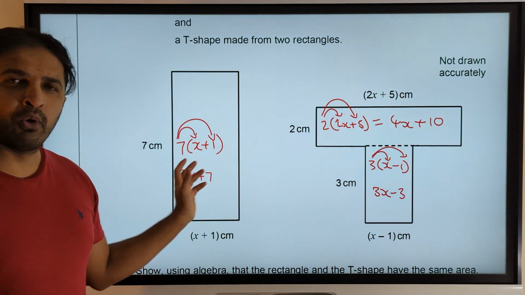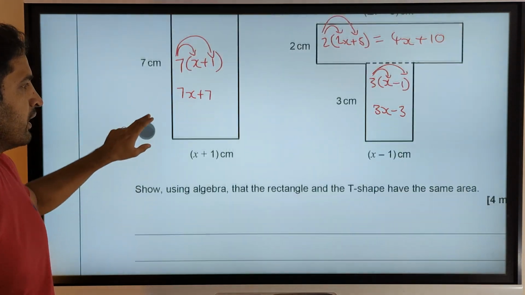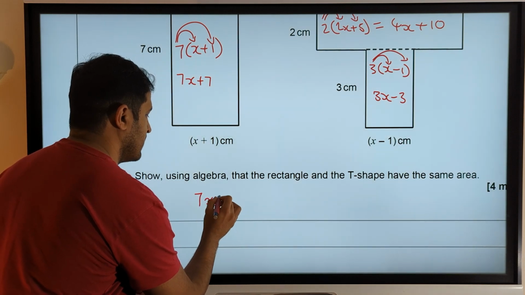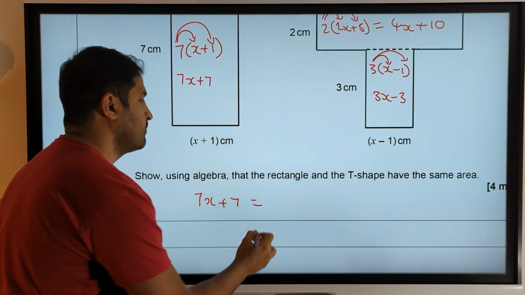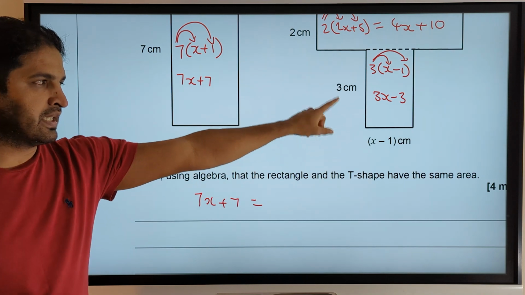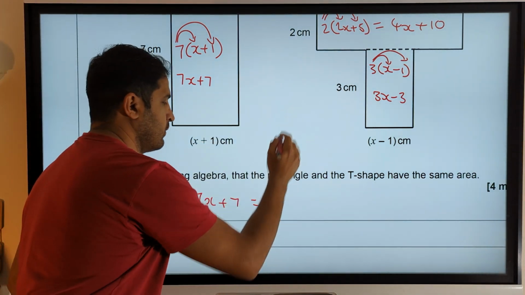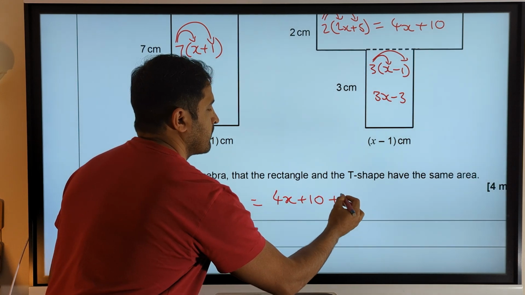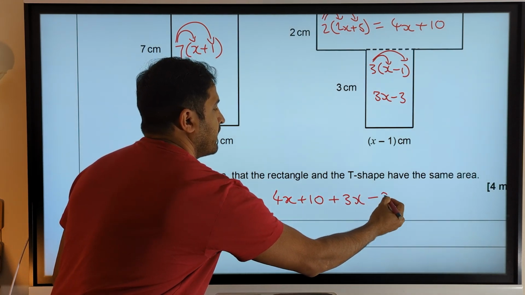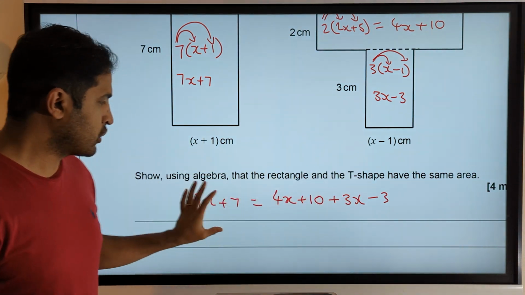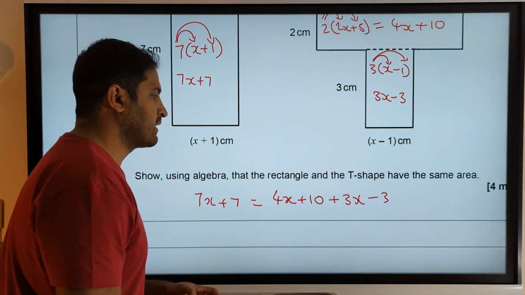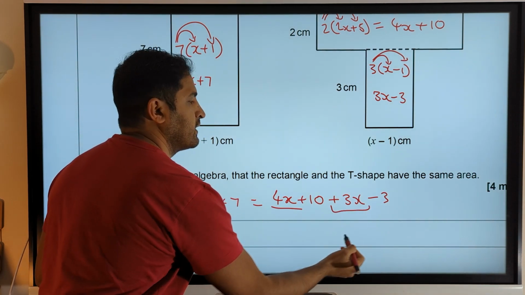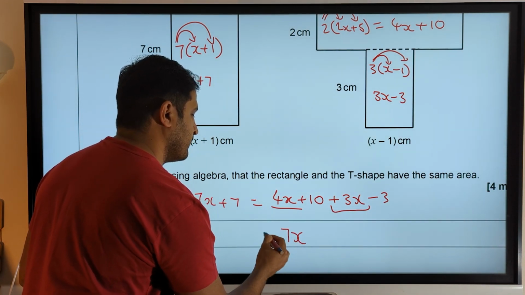We need to show that both areas are exactly the same. So I'm going to write it down. We're saying, okay, 7x plus 7 should be equal to the right hand side here. So just work with the right hand side. On the right hand side, we go 4x plus 10 plus 3x minus 3. Okay, so that's what should be equal to that. So let's just collect the x terms together. We've got 4x plus 3x, that gives you 7x.